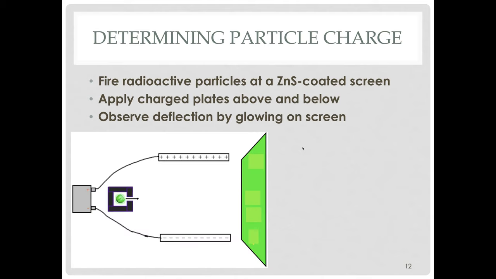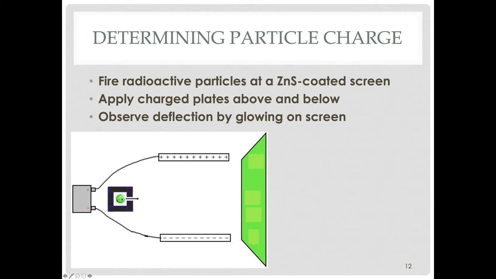So here's how it works. We have a charge plate positive, a charge plate negative. We put a sample of radioactive isotope in a box with a pinhole on one side. Now, the particles are being given off in all directions, but the particles are being stopped by the box, except for the particles that travel straight towards this screen.